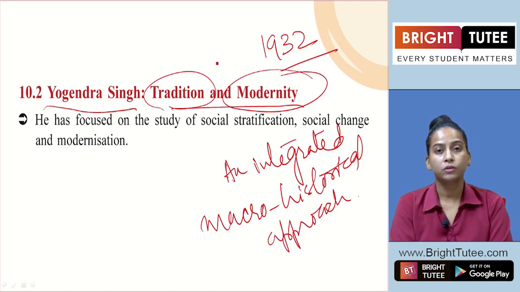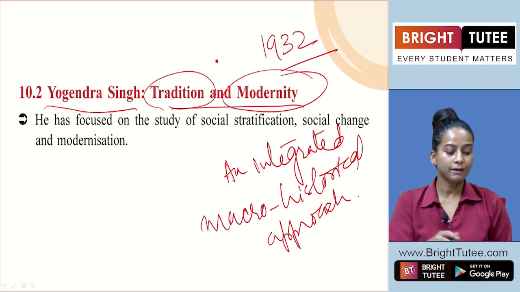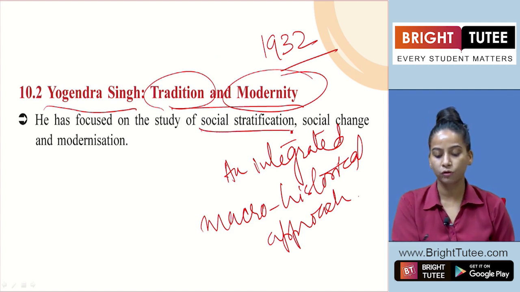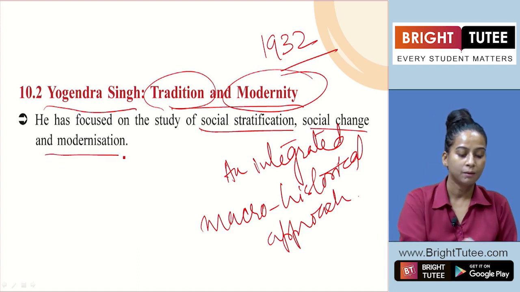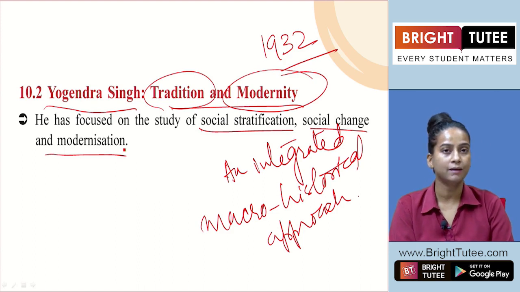According to him, the theory should be related to the context. He has applied this approach in his analysis of different aspects of Indian society. He has also focused on the study of social stratification, social change and modernization. So these three are the main topics that he has mentioned during his research. That is social stratification, the division of society based on caste, and social change and modernization, the impact of all these, that how these have brought change in the society.